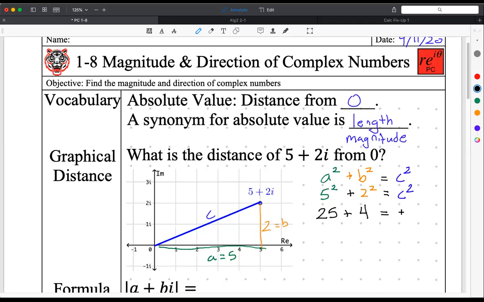Indeed, that is equal to c squared. Do you mind doing one more step for me and add those two together? It's going to be 29. There it is. 29 is equal to c squared.